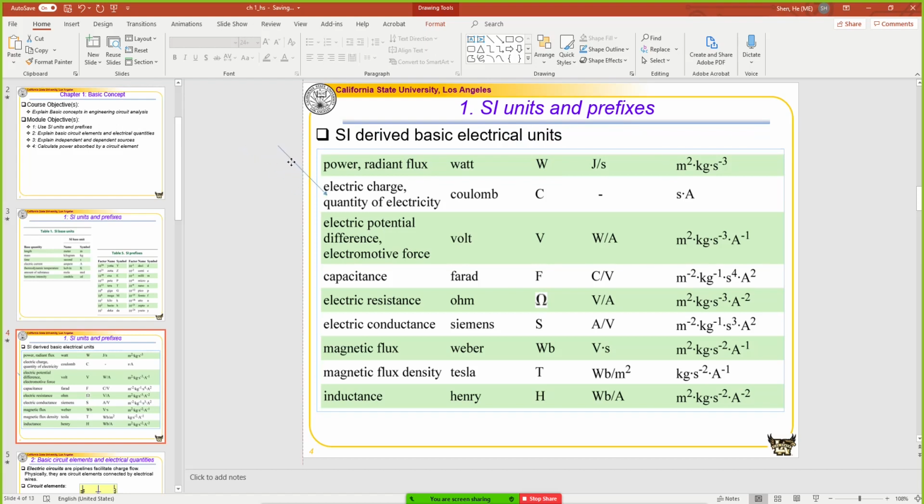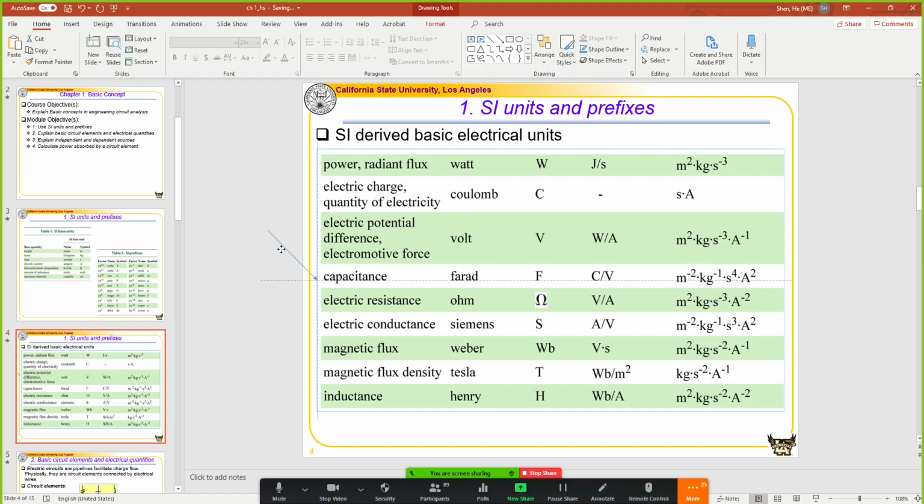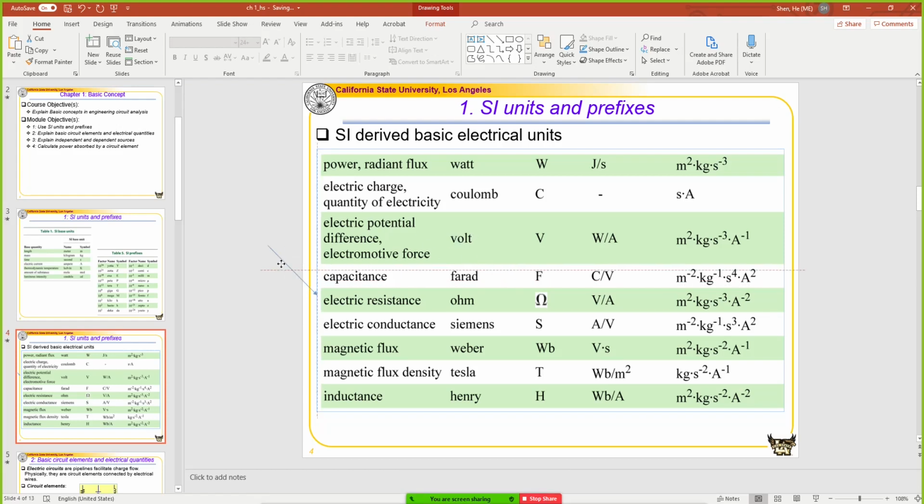The second very important quantity is called electrical charge, which has a unit of coulomb. The next concept is the electrical potential difference, which has a unit of volt. If you ask your friend, what is the electrical potential difference of a battery, he might be confused, but that is the correct term. Most of the time we say voltage. A regular AA battery has a voltage of 1.5 volts. The capacitance has a unit of farad, and the electrical resistance has a unit of ohm.